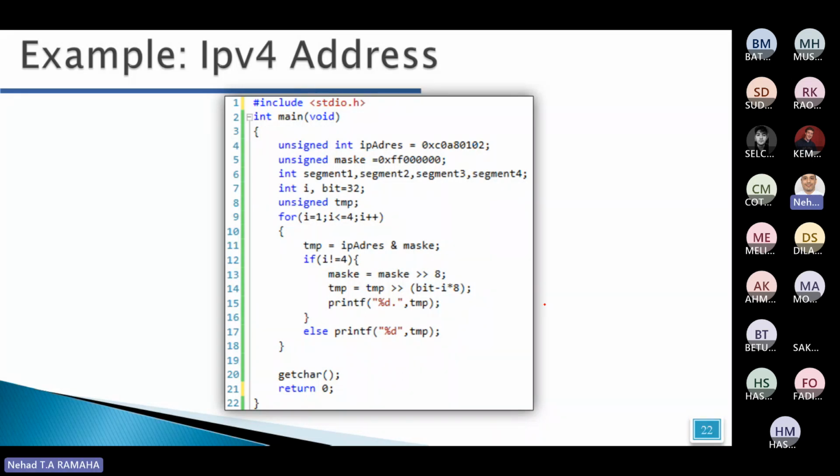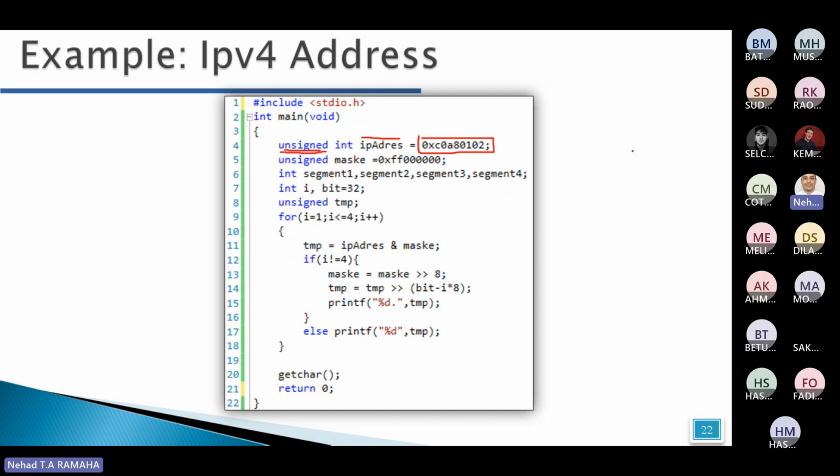How to write it? Okay, look here. First of all, we need unsigned. You have to focus. We speak about unsigned integer. If you make it integer, it means it's signed, so the result will be different. Because when you shift to the right, the sign will make a difference if you have signed. So we have unsigned integer. Here's the IP address in hexadecimal.